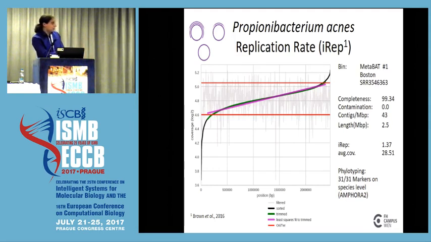And as you can again see here, the completeness was near complete with no contamination detected, very few contigs per megabase pair, and Propionibacterium acnes, as mentioned previously as well, is a very commonly known skin bacterium, and the published length of the bacterium is again 2.5 megabase pairs. So the completeness estimate of 99.34% seems to be very plausible, and the IREP value of 1.37 in this case means that, with an IREP value of 2, it would roughly mean that about every bacterium from this species was replicating. So with 1.37, about a third of those seem to have been replicating prior to sampling.